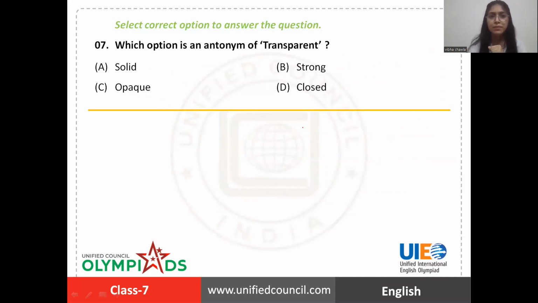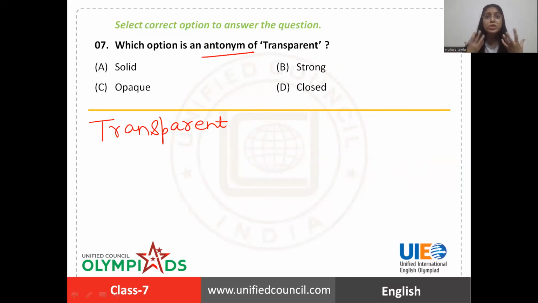Let's talk about question number 7. And you have to tell in this question which option is an antonym of transparent. Antonym means opposite. So transparent is what? Transparent is through which you can see clearly, or you can say through which light can pass so that you can see through it clearly. That is transparent. There can be a transparent glass, a very clear glass through which you can see clearly.